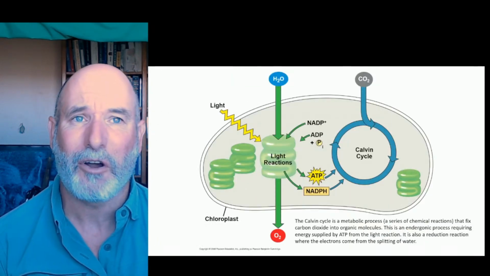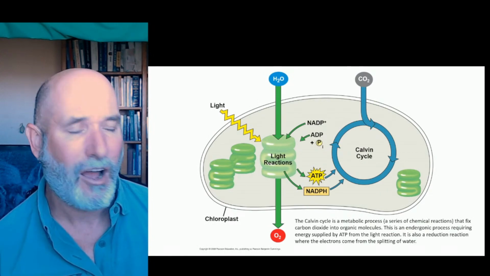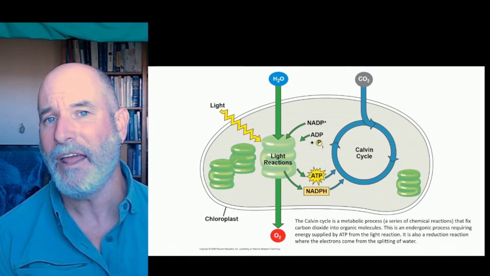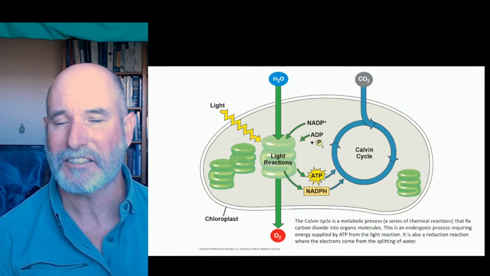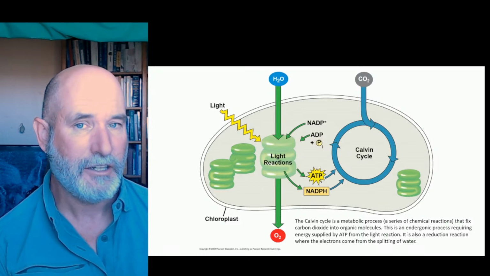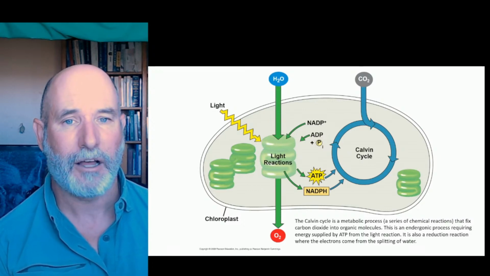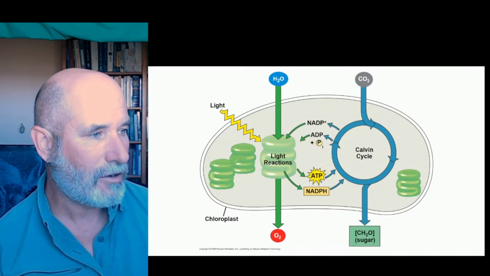It's often called the dark reaction, but it doesn't occur in the dark. It has to have light. So the Calvin cycle is dependent, though, on the light reaction, because the light reaction has to be going at all times to supply a source of energy, ATP, and to supply those electrons. Okay, so here we go.